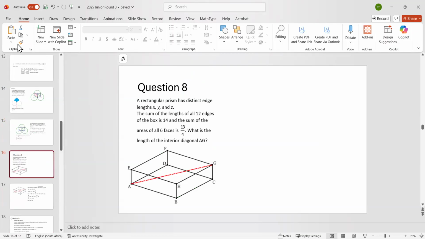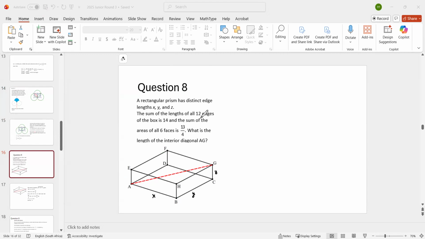Okay, now question 8 says a rectangular prism has distinct edges x, y, and z. So there's your prism. It looks like a trough or a box. Looks like an empty box actually. And the sides are x, y, and z. So let's just put them like that. So one is x, one is y, length, breadth, and the height.